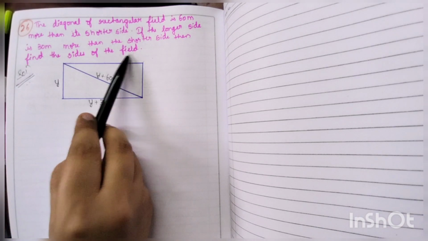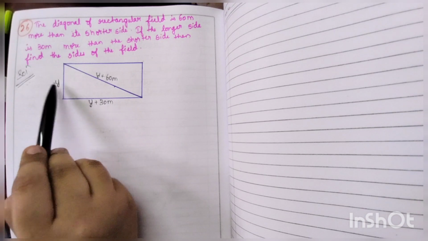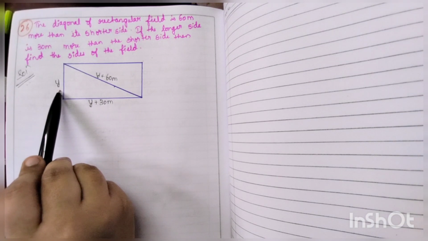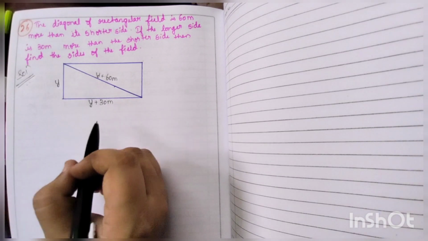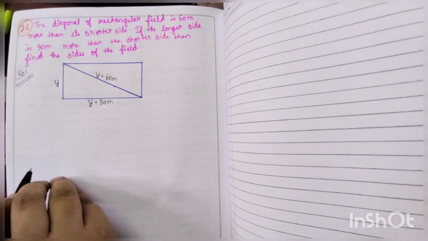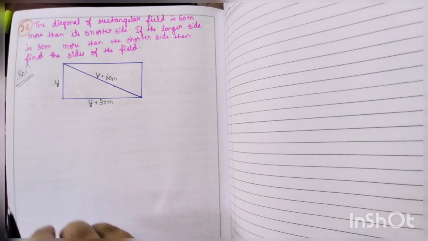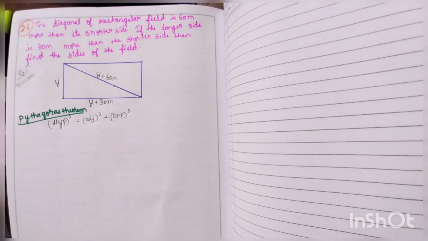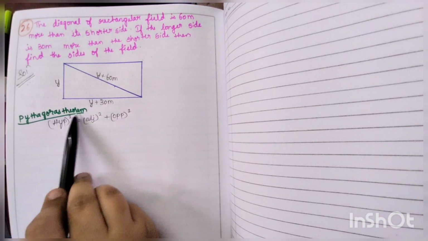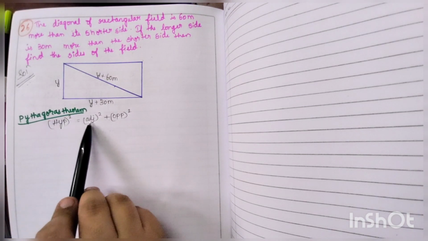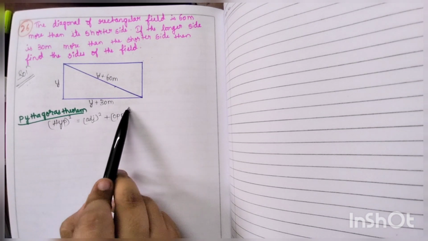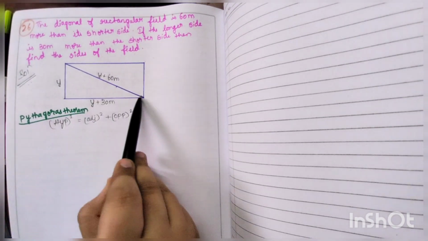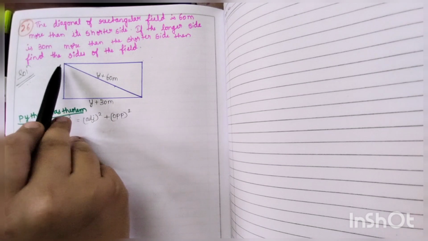So we have to find the side of the field, that is nothing but y. By Pythagoras theorem we can write, right? Till then, you tell me what is the formula for Pythagoras theorem. Yes, Pythagoras theorem is hypotenuse square is equal to adjacent square plus opposite square. So this is a rectangle, right?